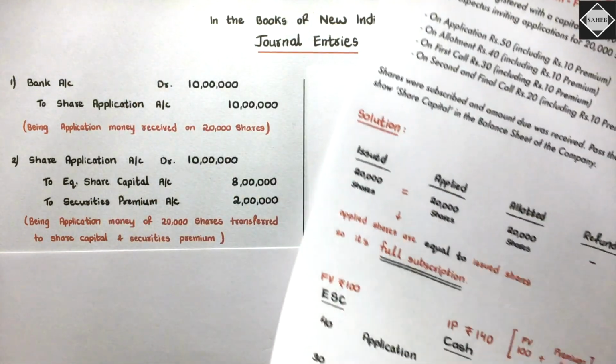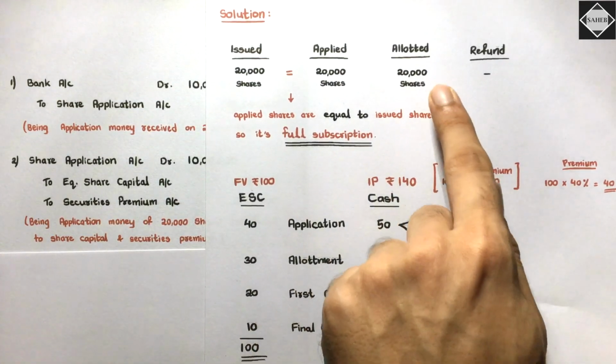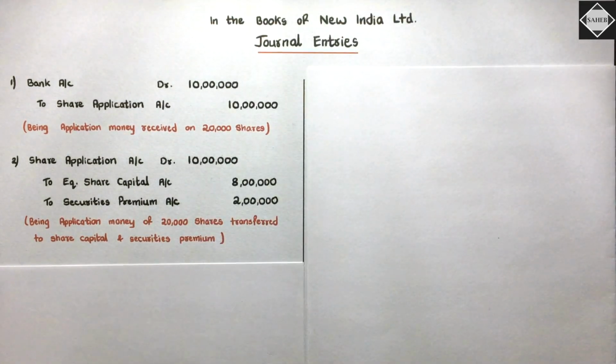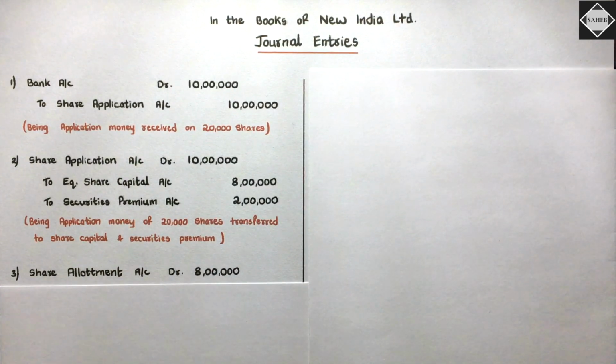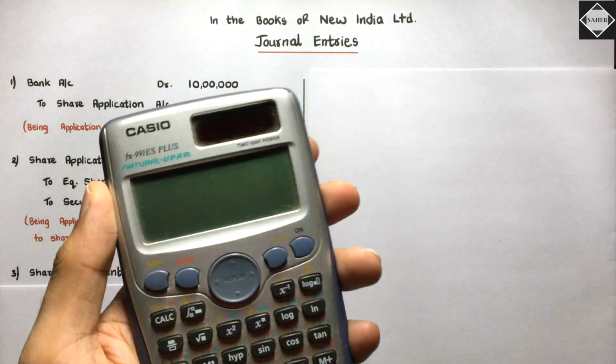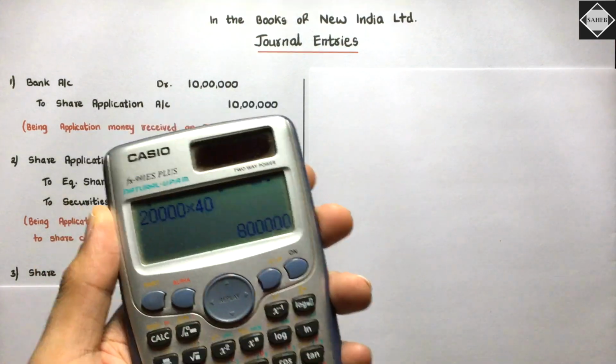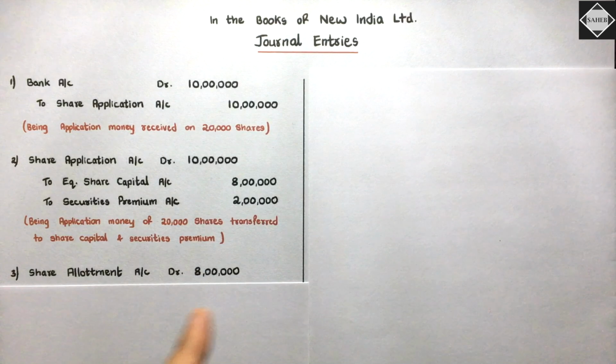So if we see that in our rough work, allotted 20,000 shares into 40. That is what we are going to do and take the amount. See, share allotment account debit 8 lakh. How 8 lakh? As I said, 20,000 shares into 40, that is equal to 8 lakh. Now, is this entirely because of capital?